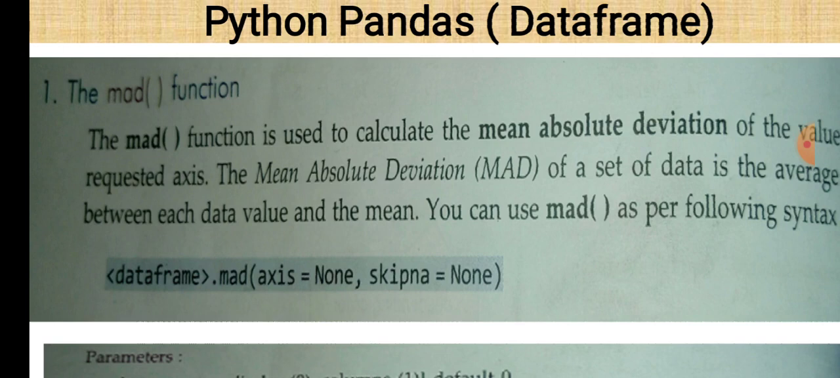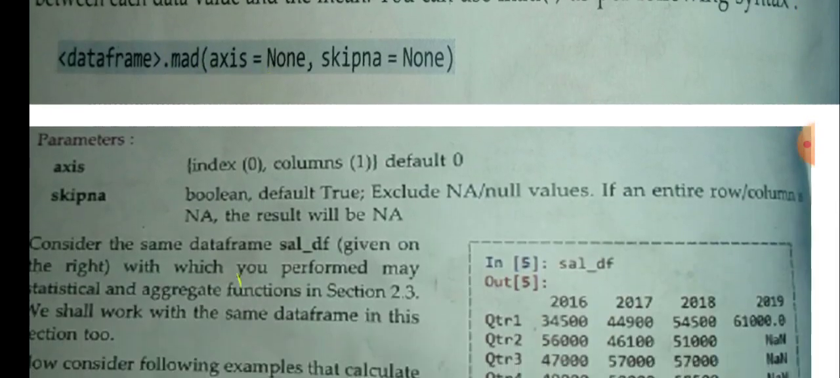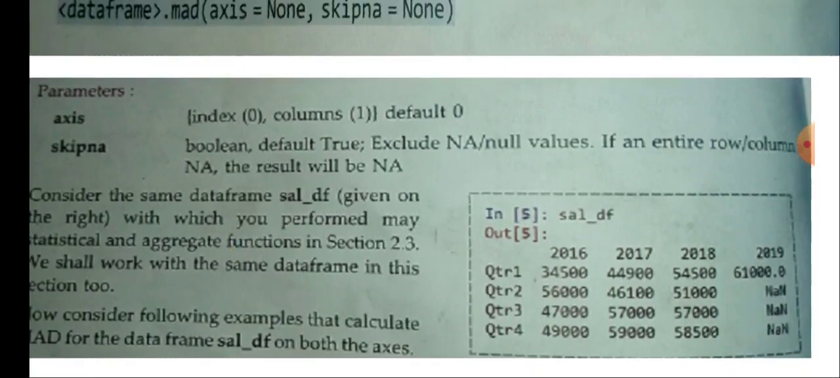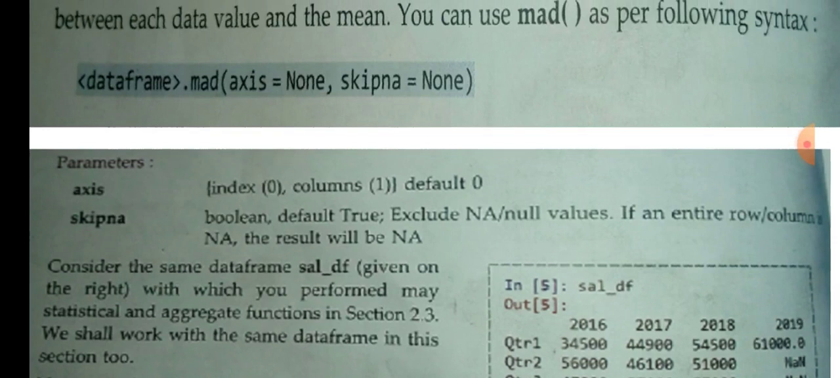So the mean absolute deviation function is used to calculate the mean absolute deviation of the values for the requested axis, and the mean absolute deviation is the average distance between each data point and the mean. So you can use it as per the following syntax. You can easily see here. There are two parameters for this. To find out the mean absolute deviation, you just write name of the data frame first, then after put a dot operator, then name the function. Name of the function is MAD in this case, and there are two parameters in this, axis and skipna.